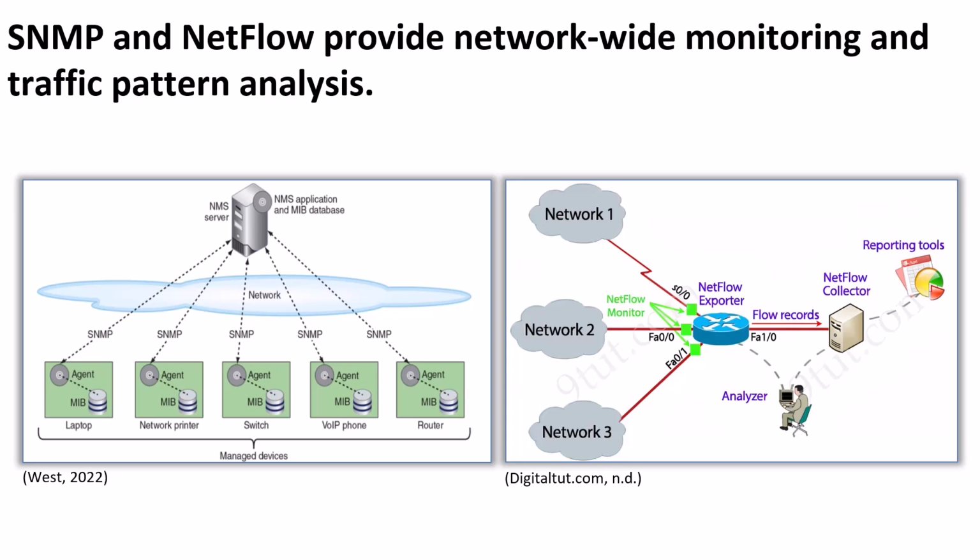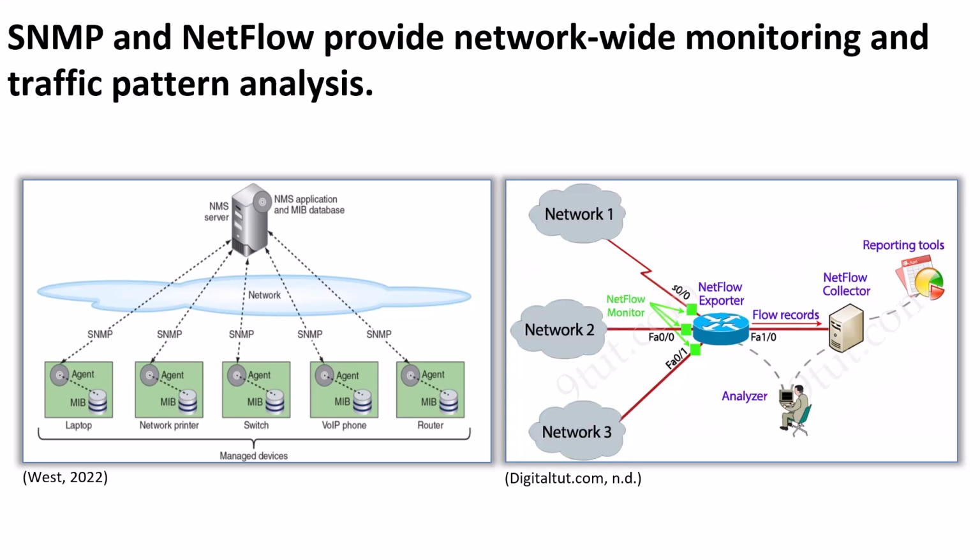SNMP and NetFlow provide network-wide monitoring and traffic pattern analysis. SNMP, or Simple Network Management Protocol, is like giving your devices a regular checkup. It polls them for real-time health statistics, CPU load, interface errors, and uptime, so you know how they're performing. NetFlow, on the other hand, is the traffic detective. It watches where packets are coming from, where they're going, and which apps, users, or protocols are hogging the bandwidth. Together, they give you both views. How healthy is the network? That's the checkup. And what's consuming our bandwidth? That's the investigation. This combination is critical for planning capacity, spotting security red flags, and fixing performance issues before they snowball.